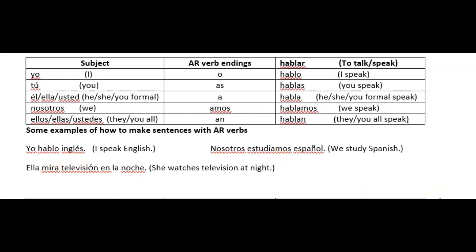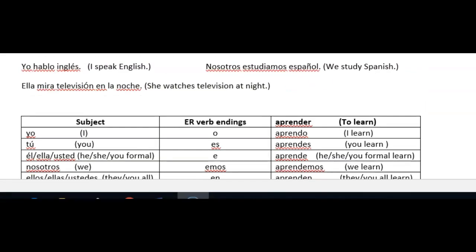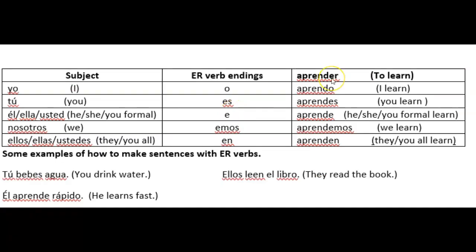Let's continue now with ER verbs. An example of an ER verb is aprender. Yo aprendo. As we can see here, the ending is an O. Take off the ER, put on an O. Tú changes to ES. So we've got tú aprendes. Él, ella, usted changes to E. So we take off the ER, add the E, aprende.